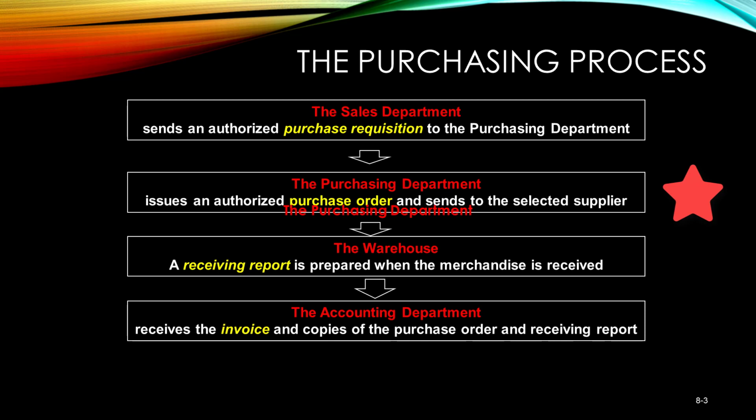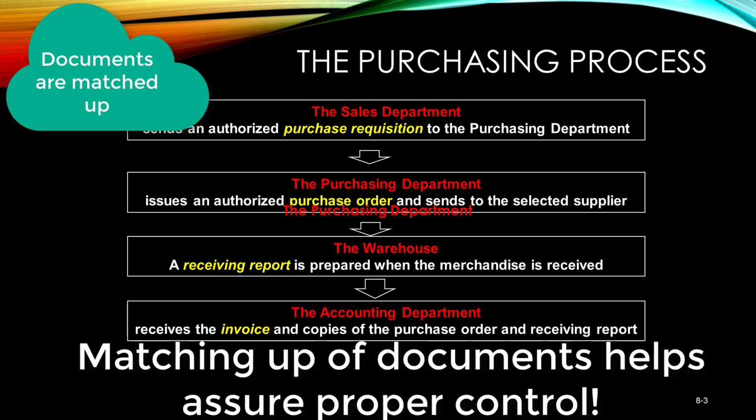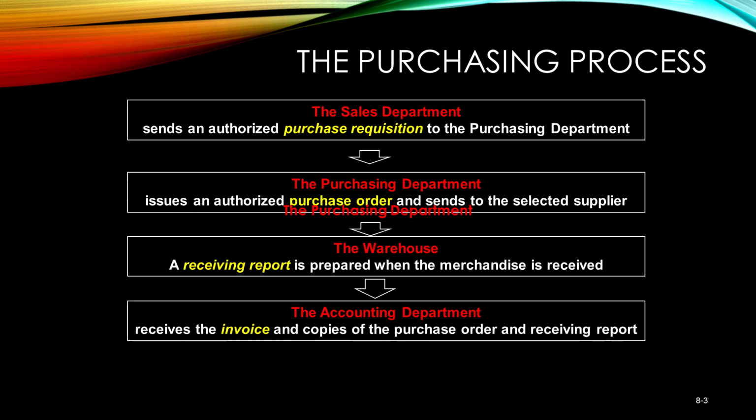A receiving report is made in the warehouse when the merchandise is received. Once all of this happens and the accounting department receives the invoice from the supplier, all the documents are matched up to ensure that the item was received at the properly agreed upon price. Once all of this is verified, then the company can pay the supplier. Again, invest the time to understand how a proper purchasing department is set up.